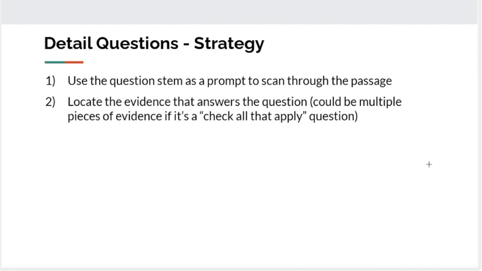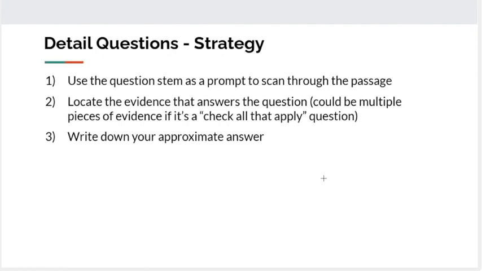Then locate the evidence that answers the question, and it could be multiple pieces of evidence if it's a check all that apply question, and we'll see one of those here in just a minute. And then write down your approximate answer. And by approximate answer, what we mean here is just a brief 1 or 2 or 3 or maybe 4 or 5 word answer that approximates the kind of thing that you expect to be looking for, because we don't expect to be able to get it exactly right.